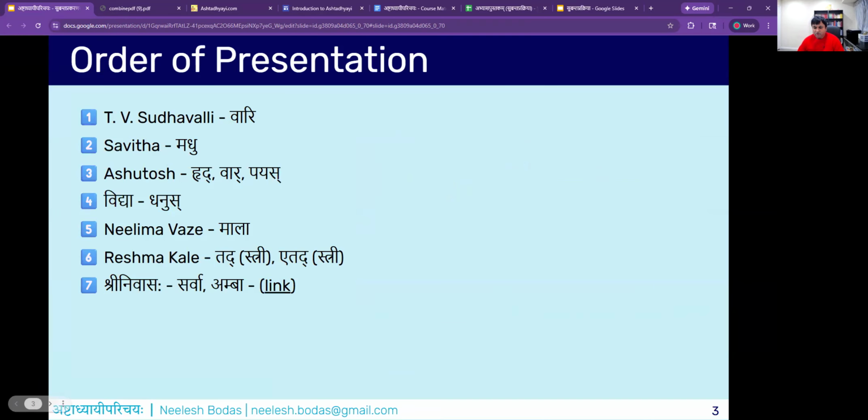So this is the order for today. We will start with Vari and Madhu, which we skipped yesterday, or which we could not do in yesterday's class, and then we will go with the list of the words from Hrud, Var, and so on up to Sarva and Amba.